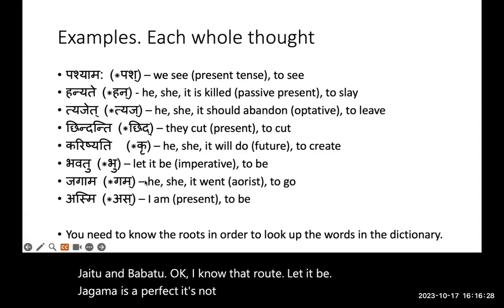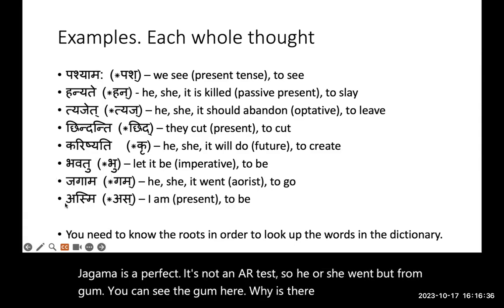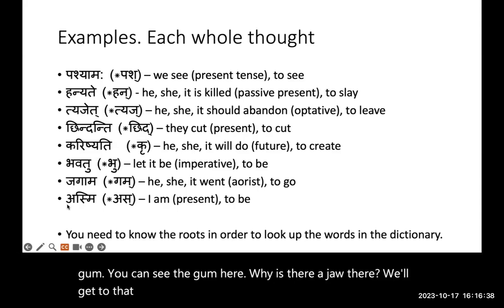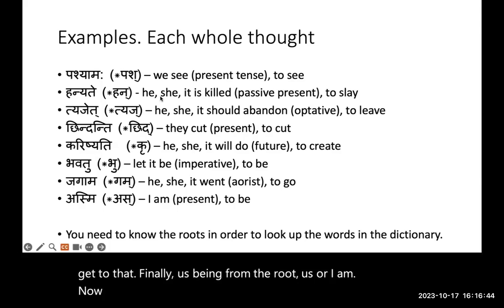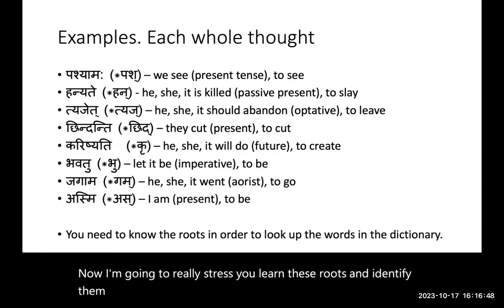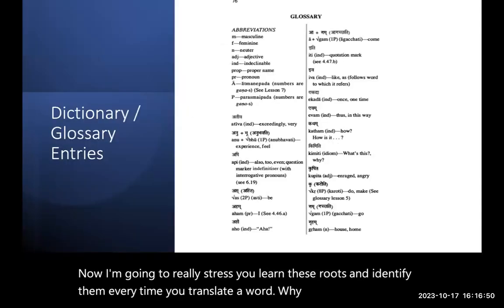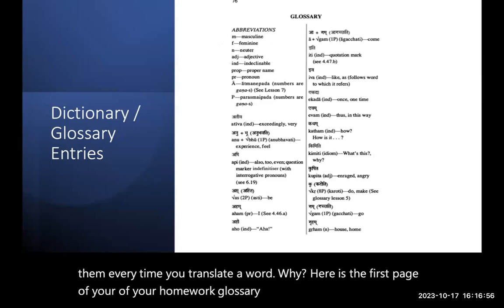Jagama. This is a perfect. It's not an aorist. So he or she went. But from gam, you can see the gam here. Why is there a ja there? We'll get to that. Finally, asmi, from the root as, or I am. Now, I'm going to really stress you learn these roots and identify them every time you translate a word. Why? Here is the first page of your homework glossary for this chapter.